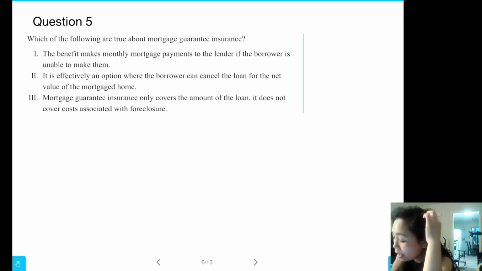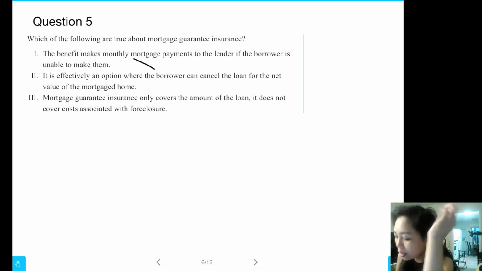Let's say you buy a house. The insurance company is not going to pay for your house in case you cannot pay. They're just going to help you sell the house and then use that to subtract the mortgage owed to the bank. They don't help you pay for the mortgage. So the first one is wrong.